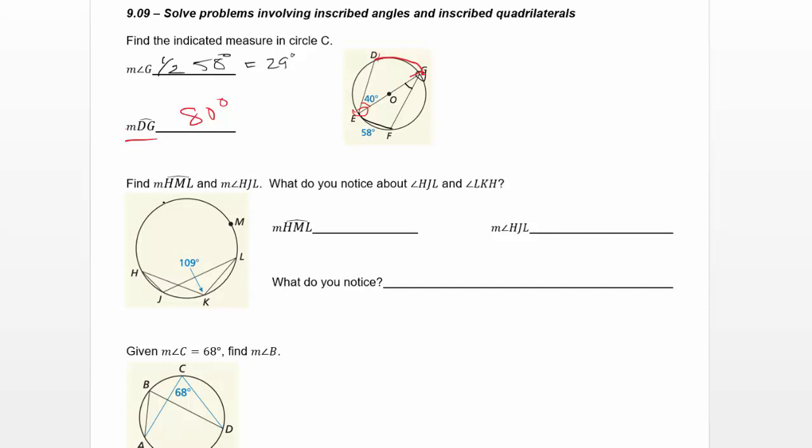Let's find some angle measures in here. Find the measure of arc HML, H to M to L. This arc is twice as big as the inscribed angle, or the inscribed angle is half the arc. So HML is twice as big as 109, which is 218 degrees. The angle HJL intercepts the same arc, arc HML. It's also 218. These are the same size because they intercept the same arc.